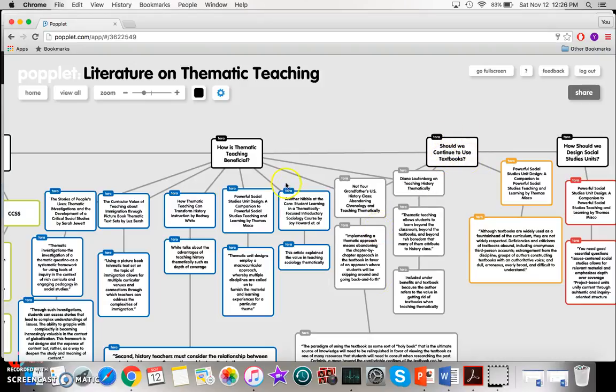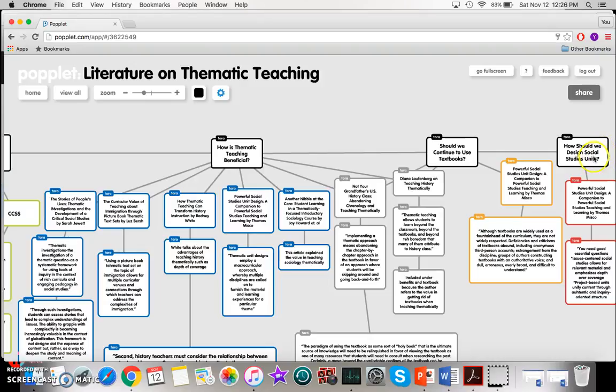The gray is an in-between because these authors talked about the benefits of thematic teaching, and in that they talked about one of the benefits has to do with kind of getting away from this textbook idea. And so it's beyond, you know, what this textbook really has to say, and we include a lot more sources.